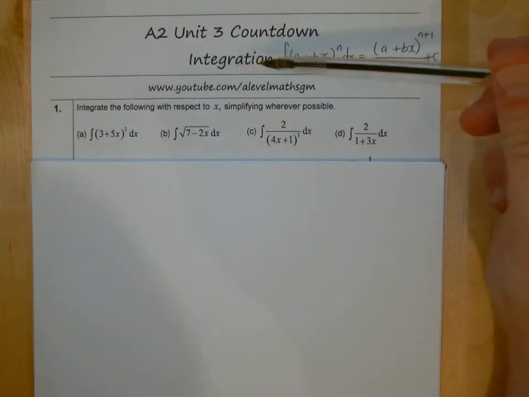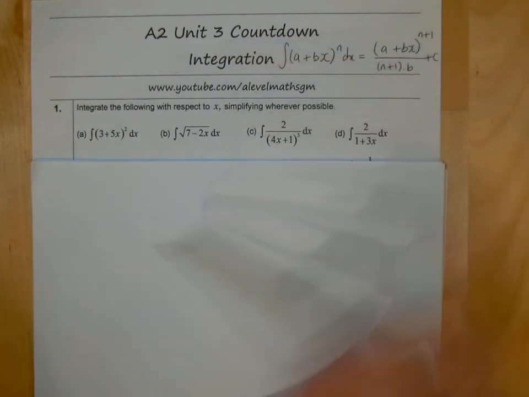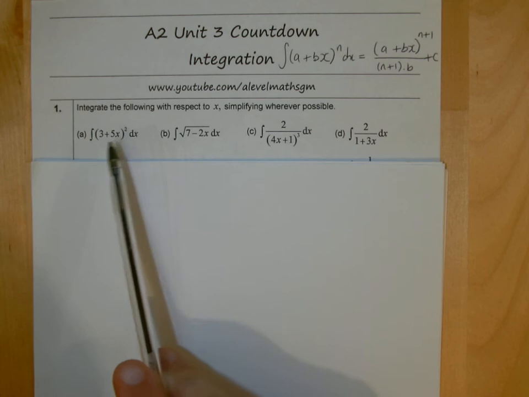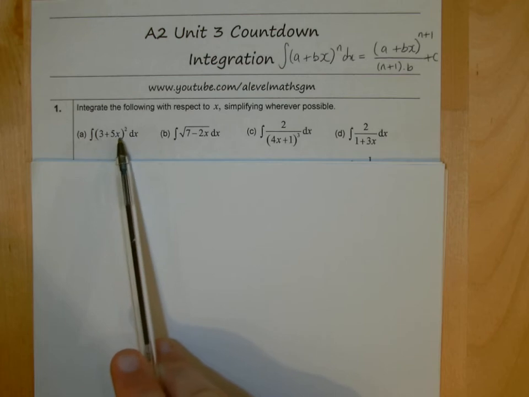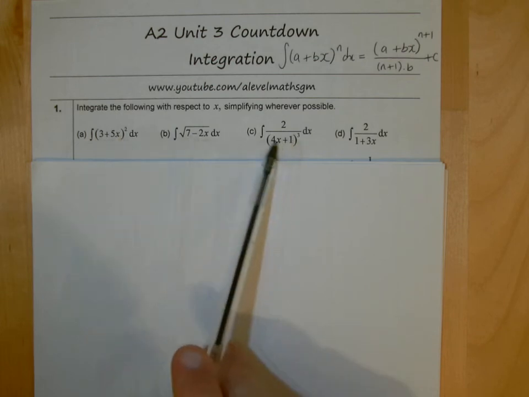Okay, so as we start looking at the integration in Unit 3, the first type we need to look at is when we need to integrate a bracket with a linear term inside. So notice here is 3 plus 5x. There's no x squared in there or x cubed. It's just a linear term where the highest power is 1. Same here.